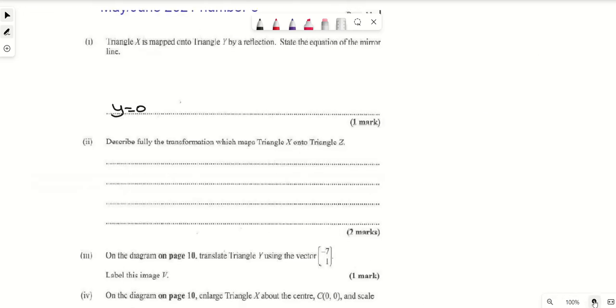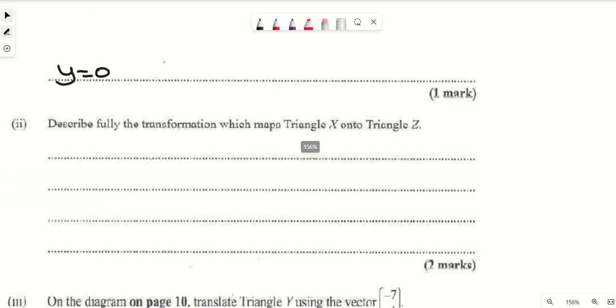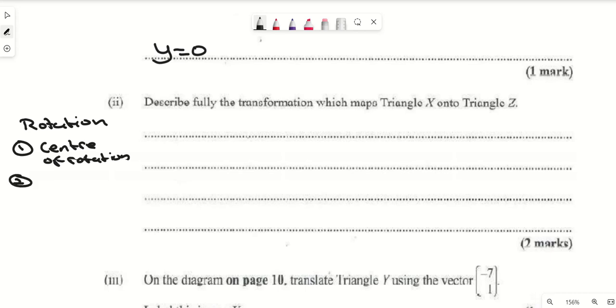All right, so if we know it is a rotation, what we're going to do is right at the side, as soon as you hear rotation, you're going to write the 3 things that you need to describe a rotation. To describe a rotation, you need 1, your center of rotation, 2, the direction of your rotation, whether it be clockwise or anti-clockwise, and 3, you need your degree.